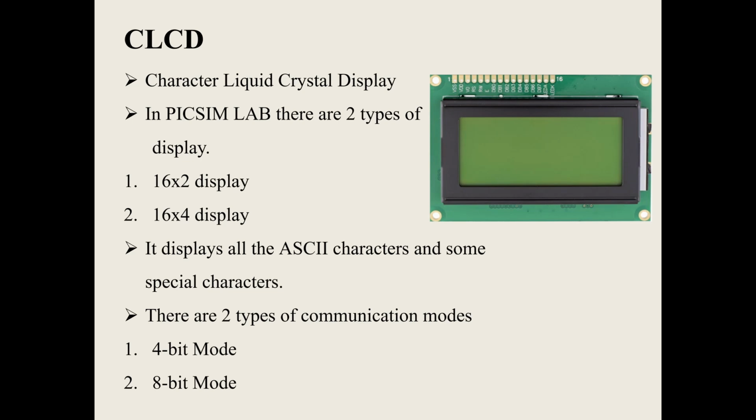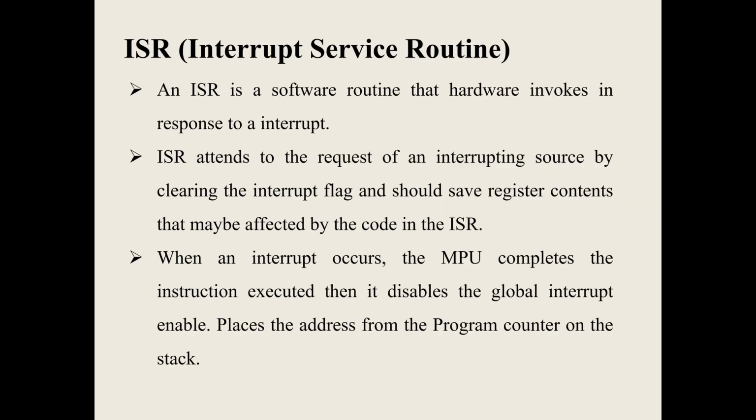CLCD, Character Liquid Crystal Display. In PIC SimLab, there are two types of display: 16:2 display and 16:4 display. 16:2 means it can display 16 characters per line and there are two such lines. The CLCD displays all the ASCII characters and some special characters. There are two types of communication mode: 4-bit mode and 8-bit mode.